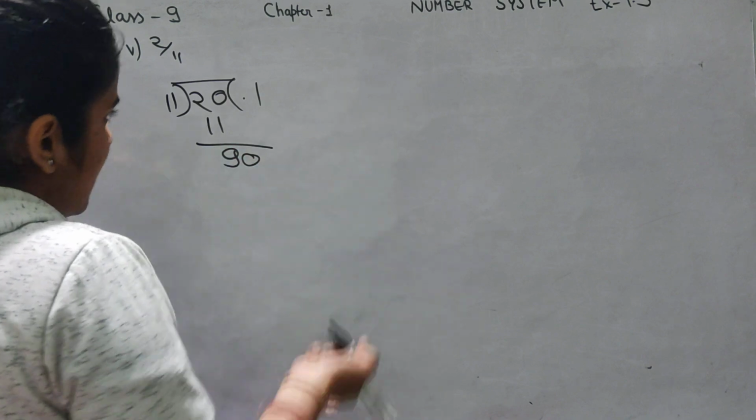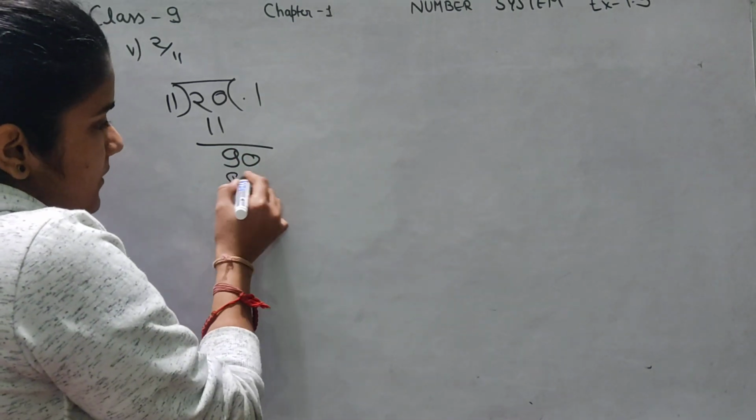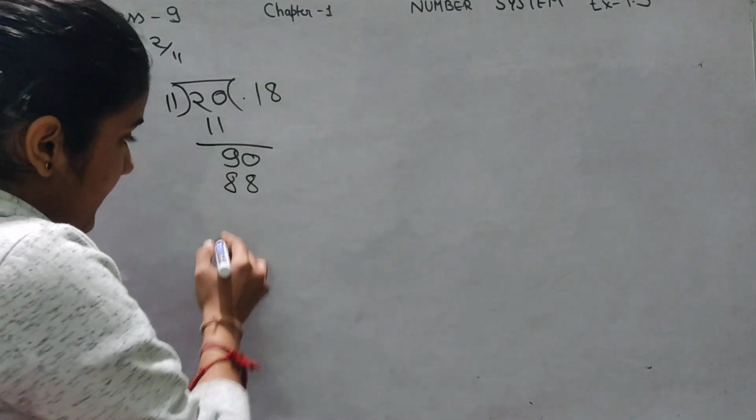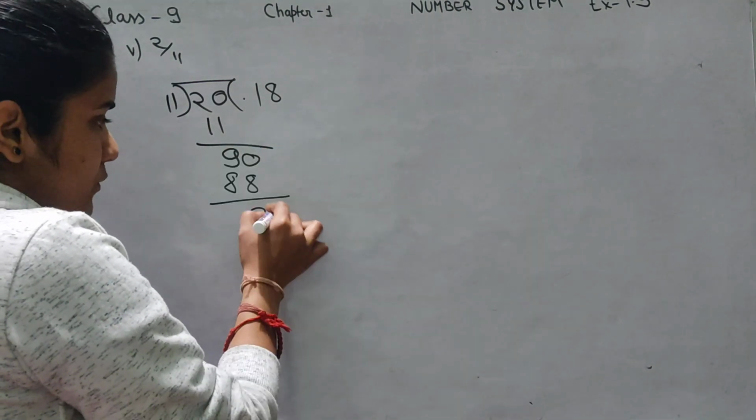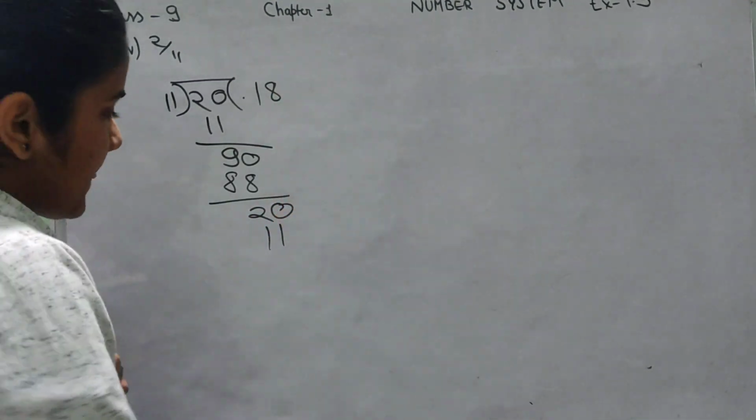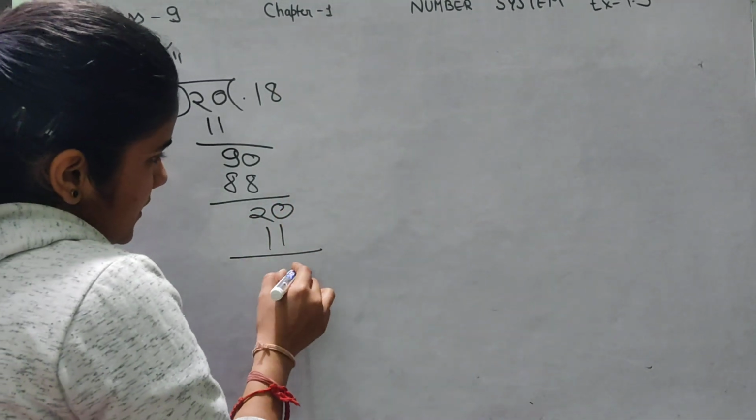Now 11, 9, 88 times, right? 88 times. 8 over here. 2 remaining. 2 is not there. 2 11 times is 11. What is left? 9 is left.